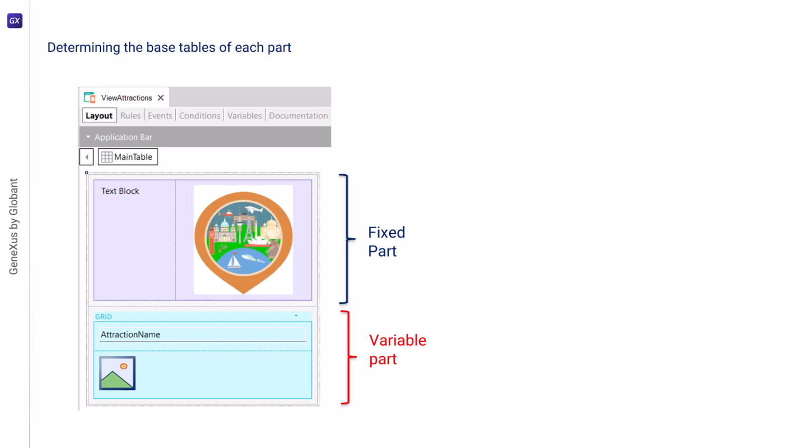Remember that here panels work differently than web panels. In a web panel, with a single grid, if there's a base table, the base table of the web panel is unique, and there aren't two separate base tables for the fixed part and the grid, as in the case of panels.